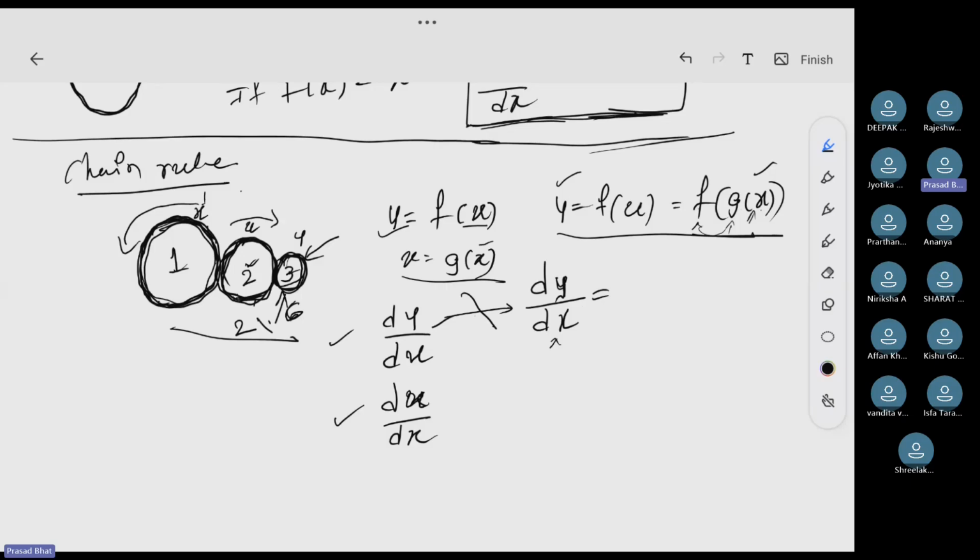Then we multiplied it with what? This one rotation affects it by 3, and this is how we got 6, right? So that is what we write here: how my dy is being affected by du, and then how my du is being affected by dx. This is what chain rule is, nothing else.